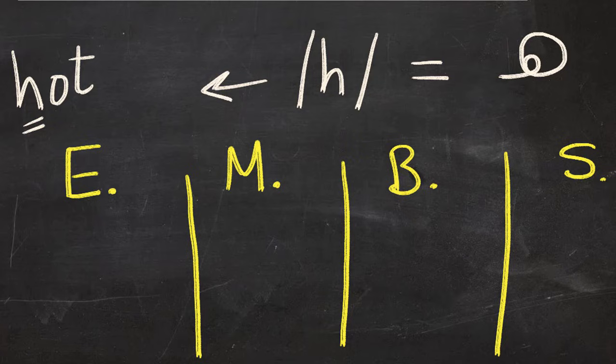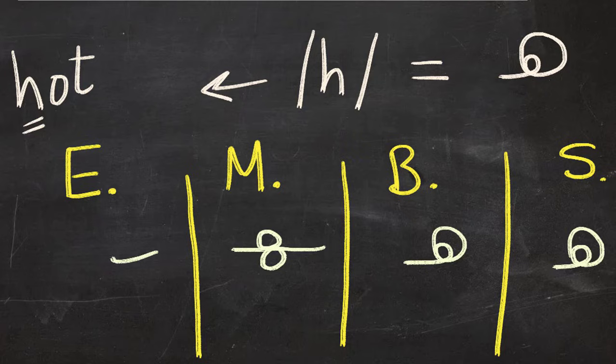Next up is letter Ha, and Ha is the exact same sound as the Ha sound in hot. And these are the 4 positions of the Ha sound.